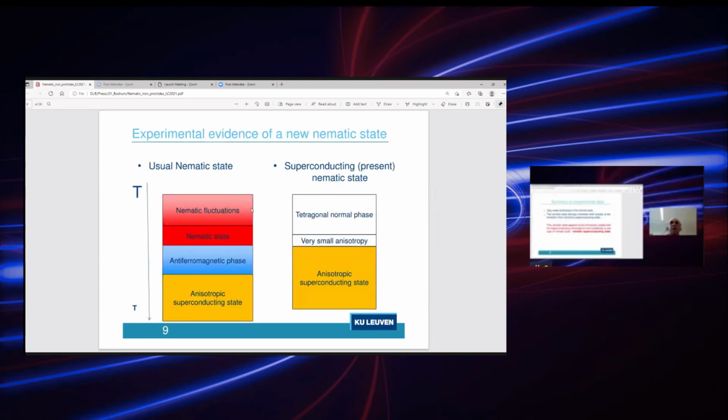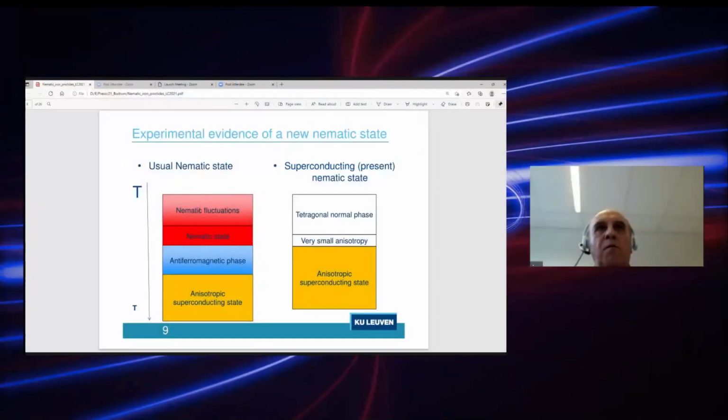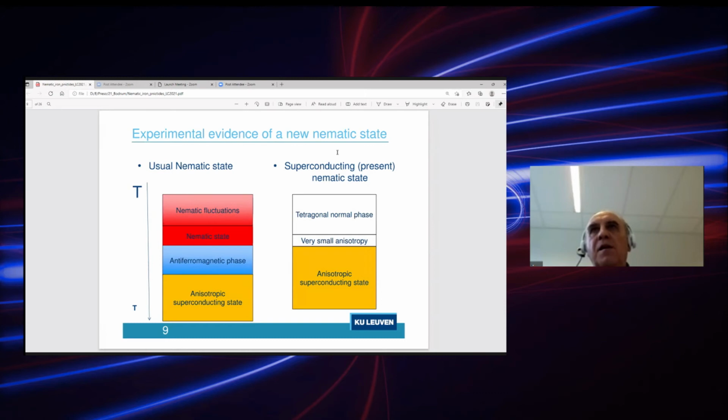We show again how it will change the phases. In the case of the usual nematic state, we come from a fluctuation nematic state, the nematic phase that exists, and then an anisotropic C2 superconducting state. In our present case, we have completely different behavior. We have a normal tetragonal phase, maybe with very small anisotropy, which is even not observed in measurements. And then immediately, after crossing the normal phase boundary, we have a strong C2 character of the superconducting state.